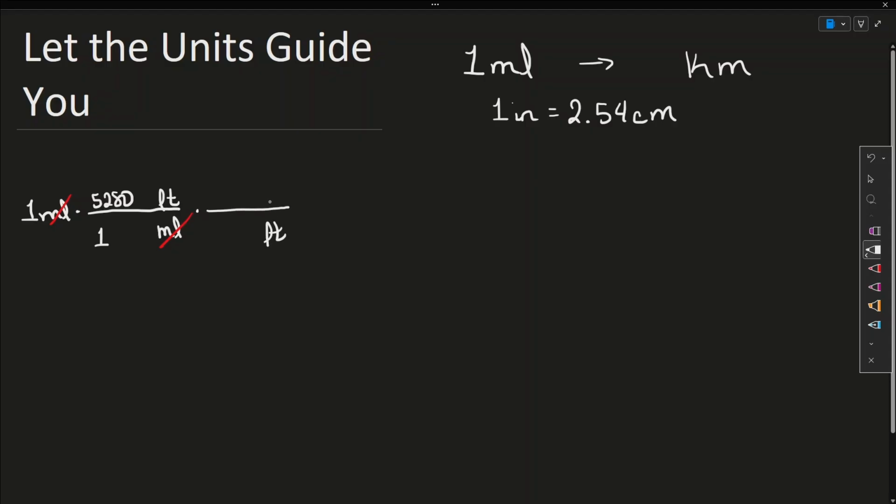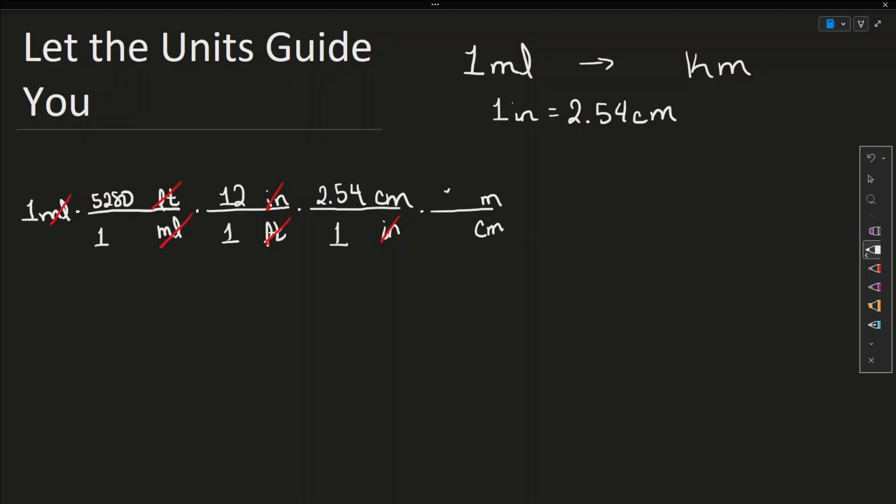We want to go from feet to inches, and there are 12 inches in 1 foot. Now my feet units cancel, and I am in inches. From there, we can use the conversion that we're given. In particular, 1 inch is 2.54 centimeters. We put inches on the bottom so that our units cancel. After centimeters, we can go to meters. 1 meter is 100 centimeters. So now our centimeters cancel, and we have one final conversion.